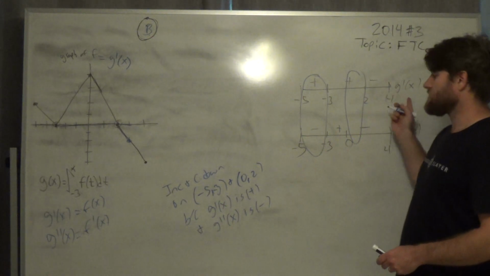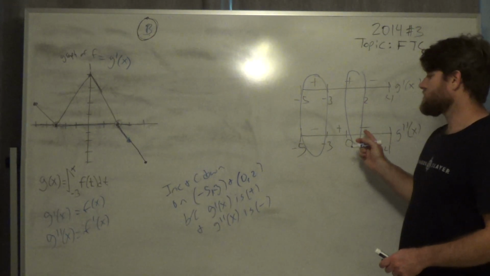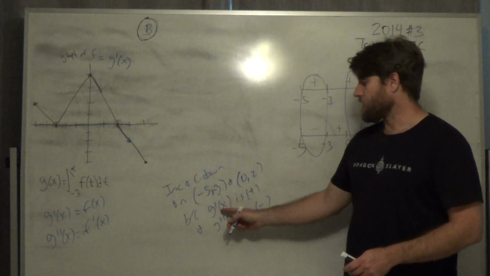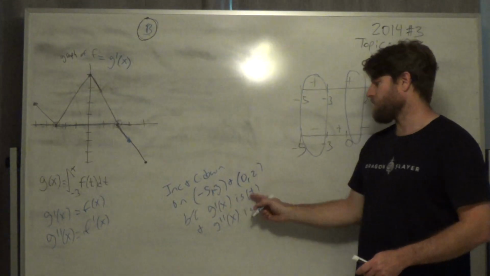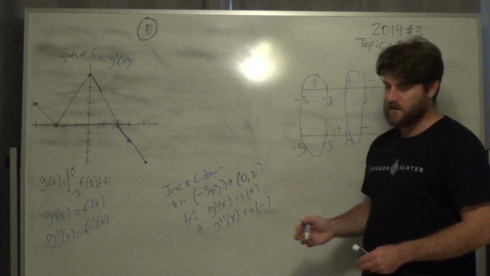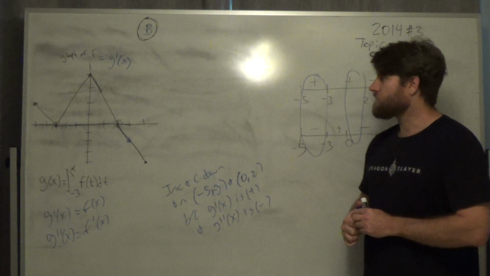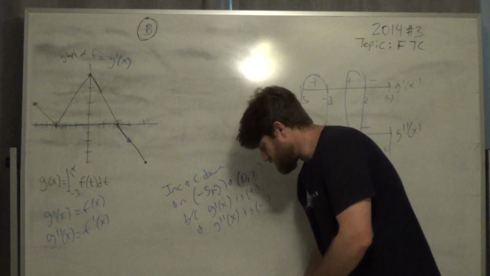If you didn't want to talk about g prime and g double prime, you could just say because f, remember this could also be called f. This is also called f. So you could say because f is positive and f prime is negative. Okay. That's it for part B, and now let's go look at part C.